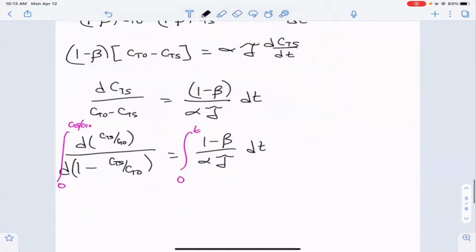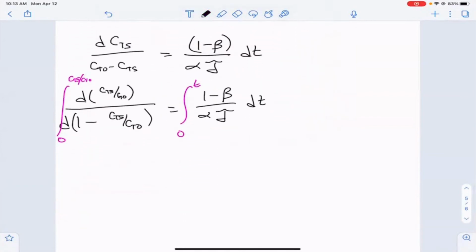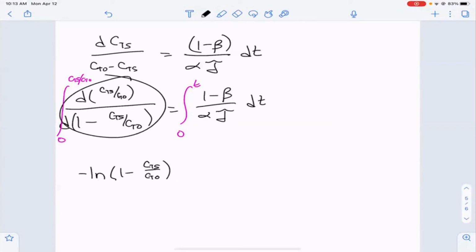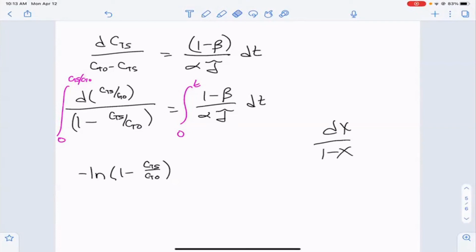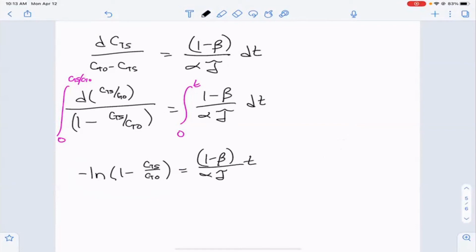The reason I did it this way is because for me, this log comes out very naturally. So the integral on the left-hand side just becomes minus the natural log of 1 minus C_TS over C_T0. And we've actually done this integral before, dx over 1 minus x. We've done that a bunch of times this semester and gotten to here, so I thought that was a pretty straightforward one to do. And that just equals (1 − β)/α times τ times time.